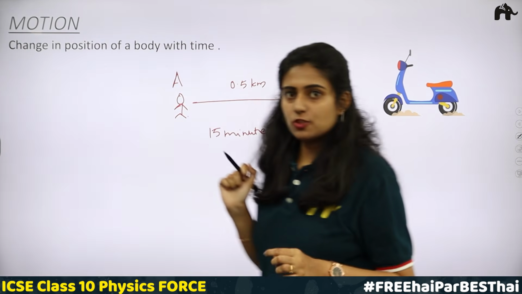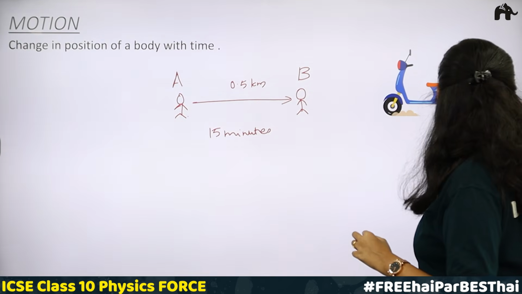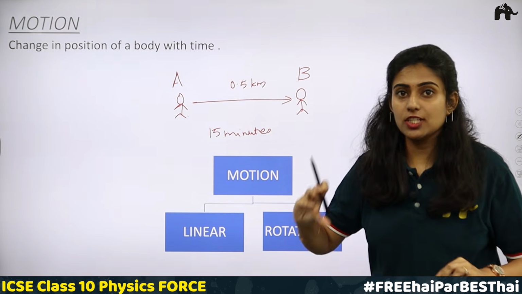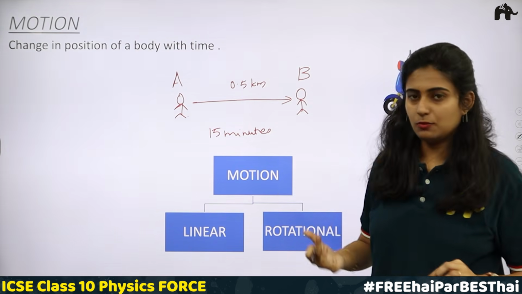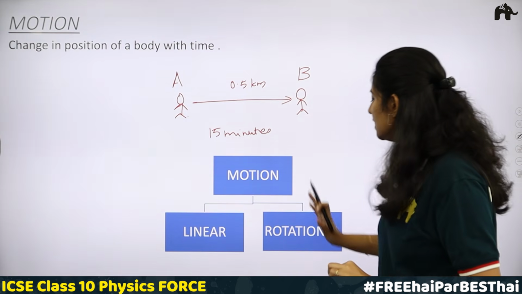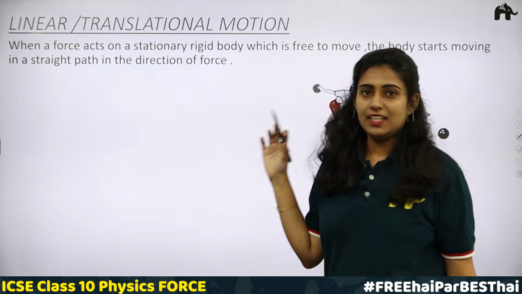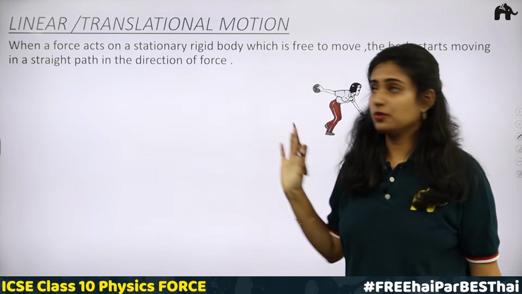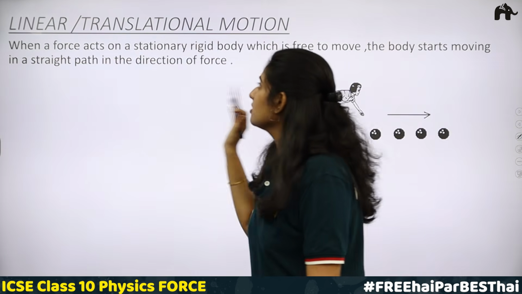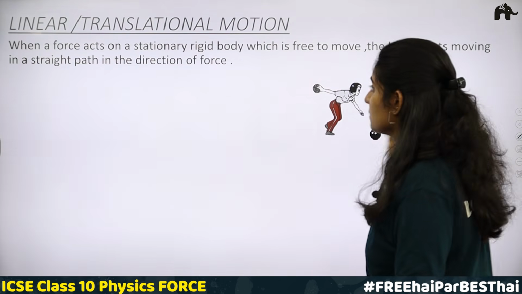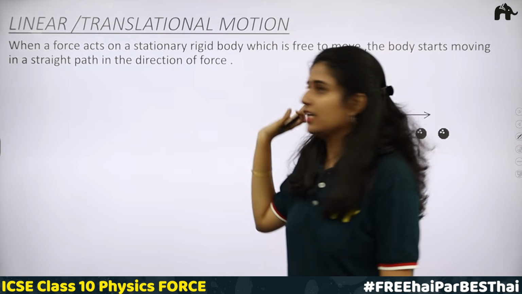There are two types of motion that we are going to discuss. So, motion is of two types: linear motion, also known as translational motion, and rotational motion. Let's see in detail what linear motion is and what rotational motion is. Linear motion or translational motion is the first type of motion we are going to discuss. When a force acts on a stationary rigid body which is free to move, the body starts moving in a straight path in the direction of force.